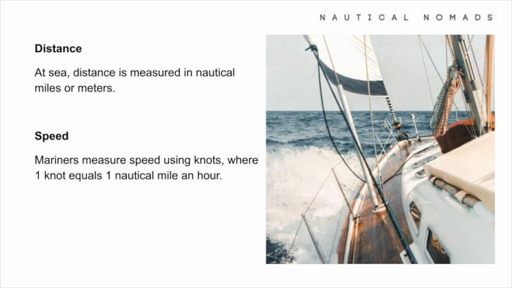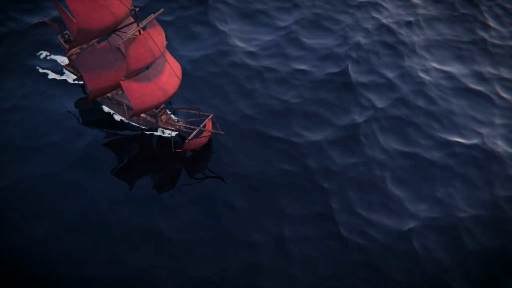Speed. Mariners measure speed using knots, where 1 knot equals 1 nautical mile per hour. When discussing speed, remember to avoid the term knots per hour, as it is redundant and incorrect. A vessel's speed is simply measured in knots.